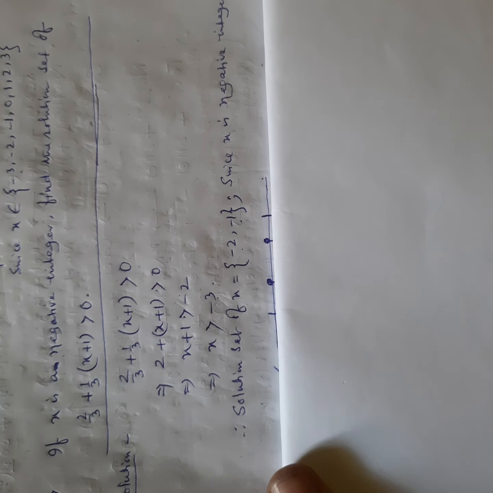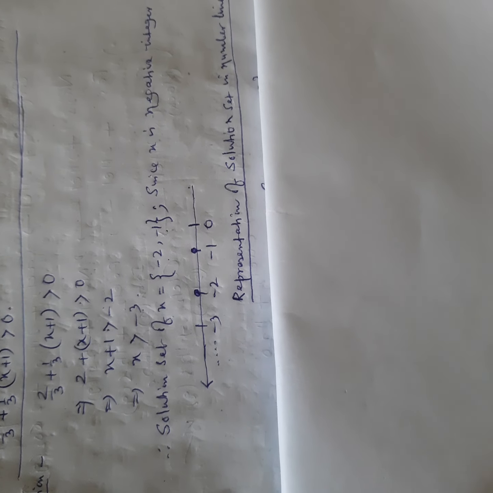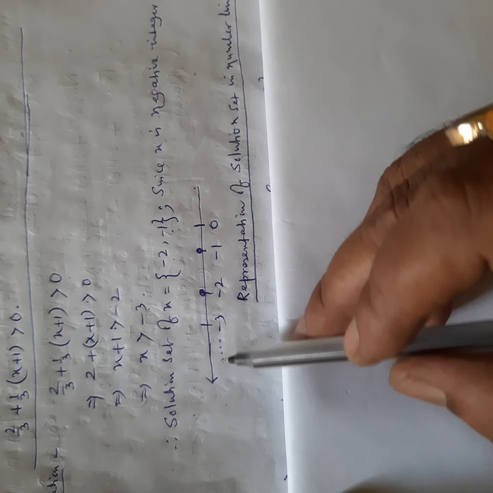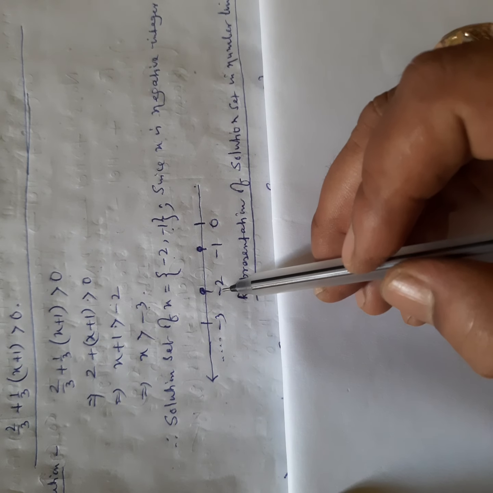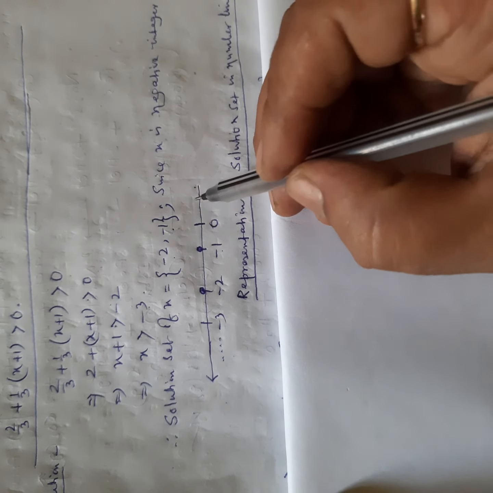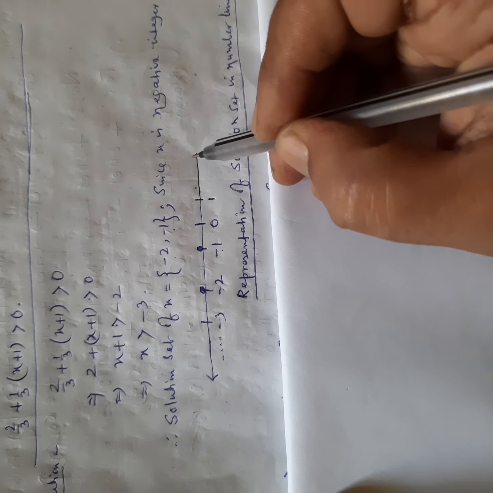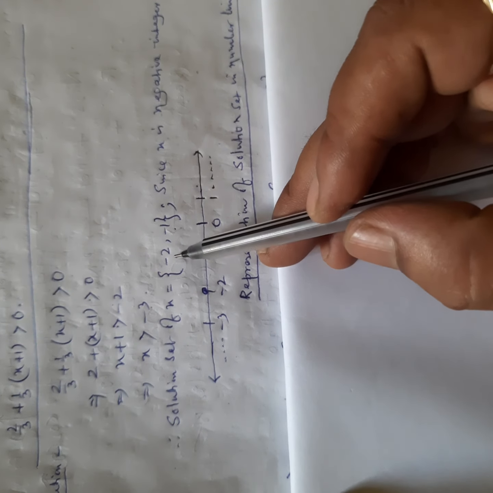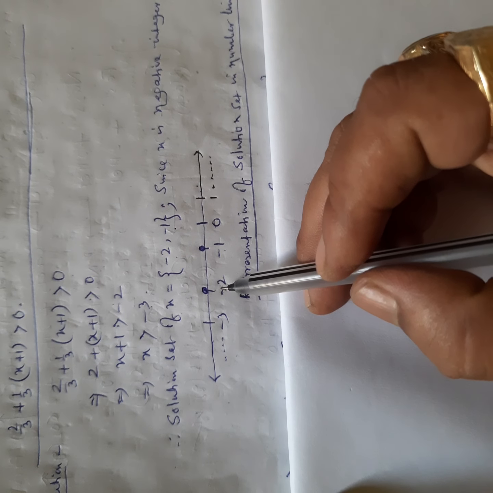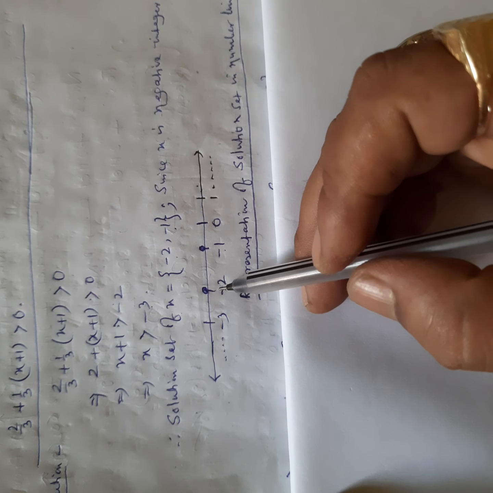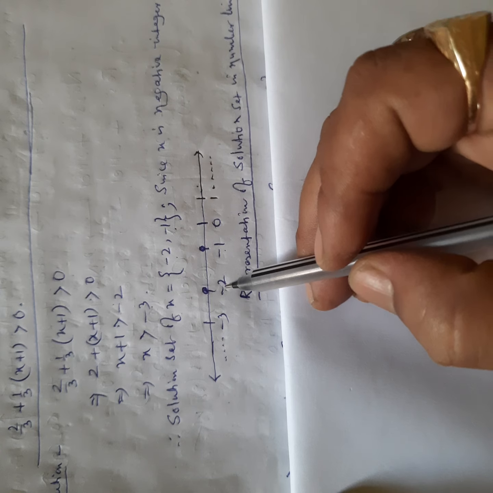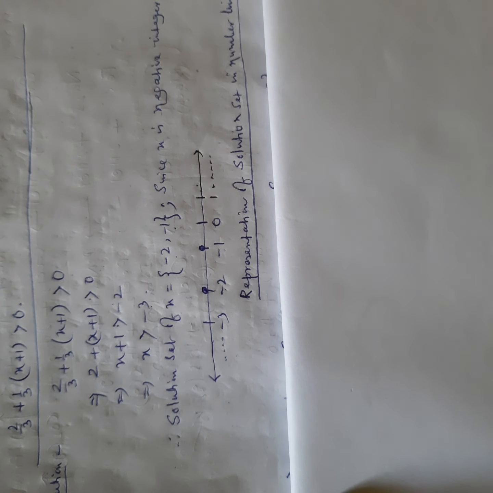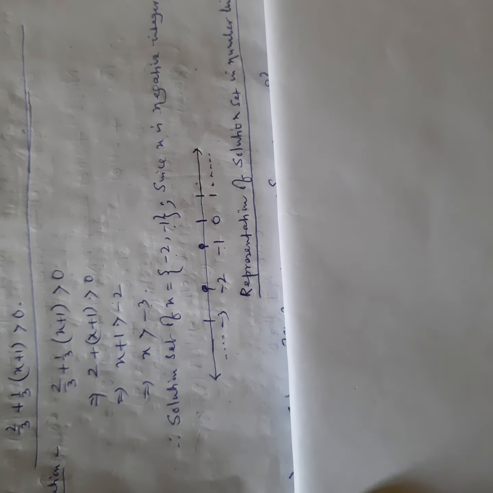And we represent it on the number line. Representation of the solution set on the number line. So we draw the number line: −3, −2, −1, 0 and 1. So we get the solution set −2, −1. We give a black circle at −2 and −1, and this represents the solution set on the number line.